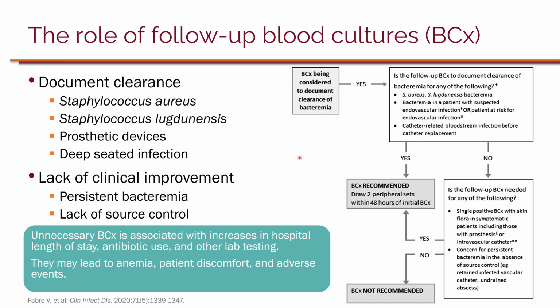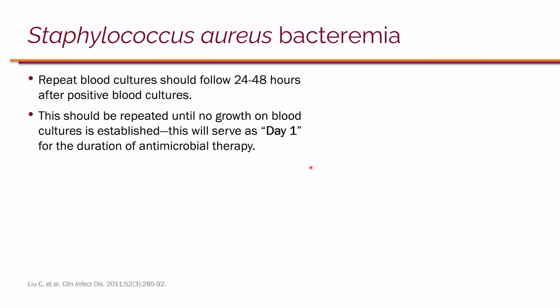So in general, for most gram-negative bacteremia where the patient is improving, clinicians typically do not get a follow-up blood culture to document clearance. Now let's talk about Staphylococcus aureus bacteremia, because not only is the rate of mortality typically 20 to 25% in patients with Staph aureus bacteremia, but also Staph aureus is notorious for having recurrence or persistence in patients.